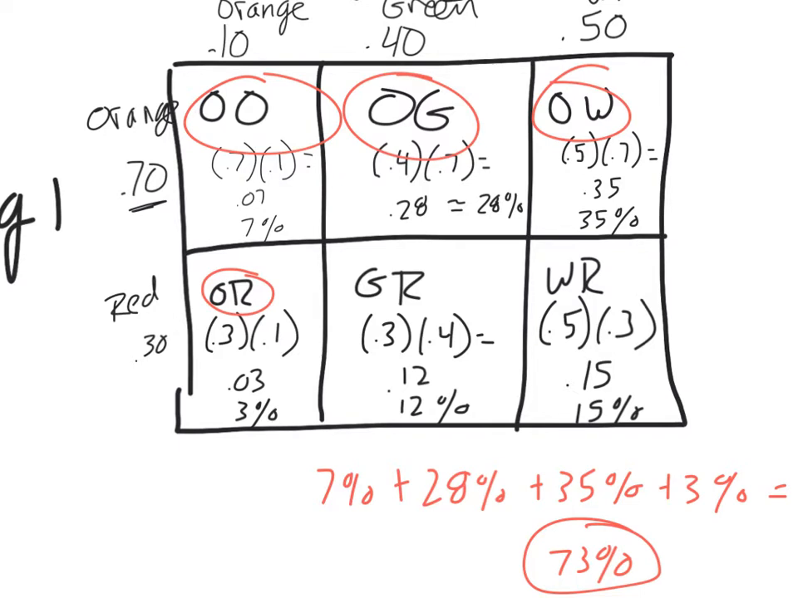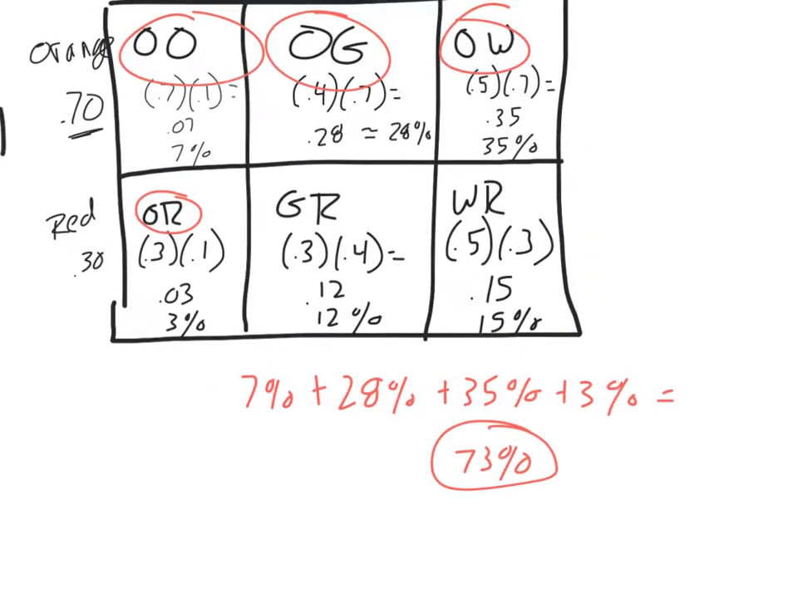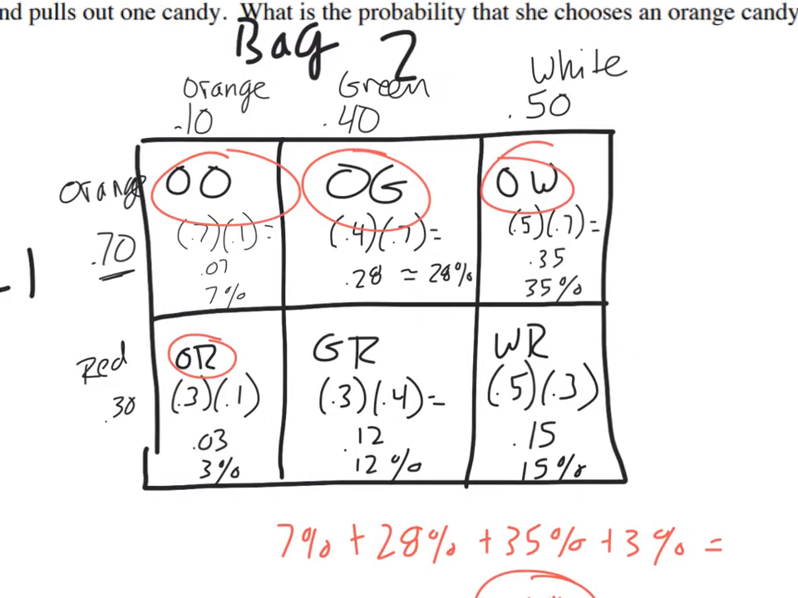And then to answer the question, what's the probability she gets an orange candy? Well, I circled in red all of the different scenarios where she would get an orange candy, and then I added up those probabilities down here together. So 7 plus 28 plus 35 plus 3% all add up to be 73%. So she has a 73% chance that she's going to end up picking an orange candy. And so this was constructed using an area model.